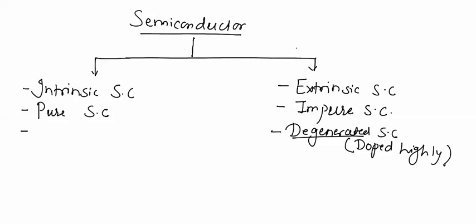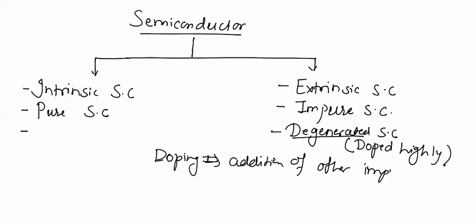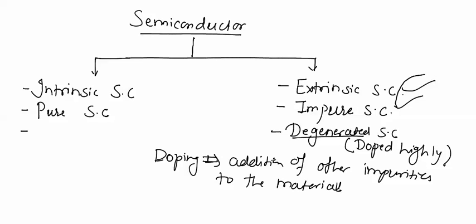Doping means addition of other impurities to the material. If a material is doped, it is called extrinsic semiconductor or impure semiconductor. If doping is very high, then in that case the semiconductor is called degenerated semiconductor. A highly doped material is called degenerated semiconductor.